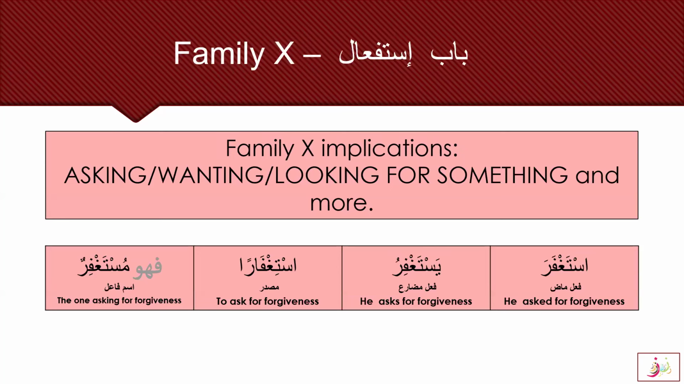Family 10, Bab Istif'al. Family implications: asking, wanting, looking for something, and more. So it's three things. It means to ask for something, or to want something, to look for something, to seek something.